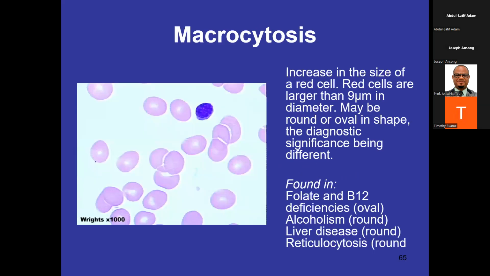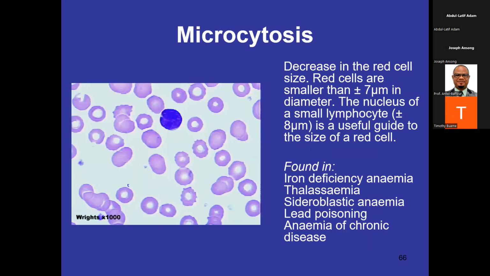Macrocytosis is an increase in the size of red cells. The red cells are larger than 9 microns in diameter. They may be round or oval in shape, and their clinical significance is different. These are found in B12 and folate deficiency; I think we saw that earlier about megaloblasts. Then we have alcoholism, liver disease, and reticulocytosis. Because there is anemia, reticulocytes may be seen in the patient.